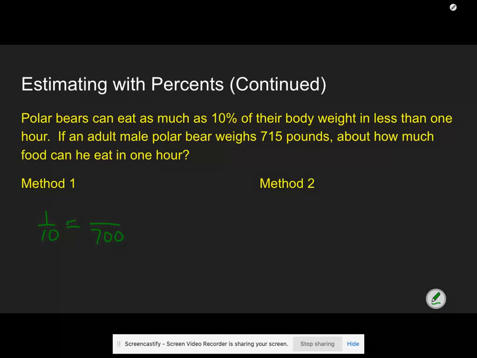And how am I going to do this problem or make an equivalent fraction? I would multiply by 70. So 1 times 70 is 70. So 70 pounds ends up being my final answer.